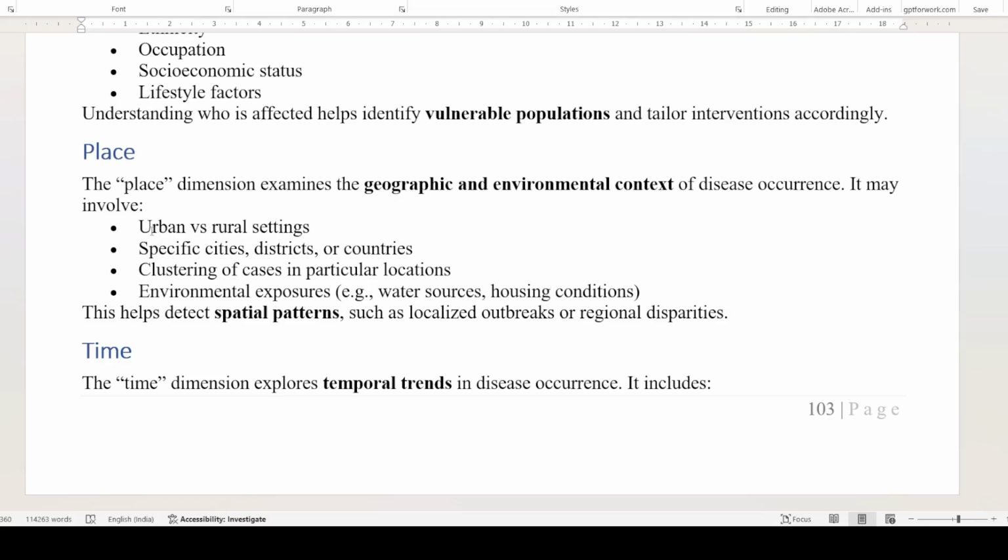So, whether the disease is occurring in urban area or a rural setting, specific cities, district or countries, what the trend says, the clustering of cases in particular locations, and environmental exposures, like what are the water resources, what are the housing conditions of people living there. So this helps to detect spatial pattern such as localized outbreak or regional disparities.